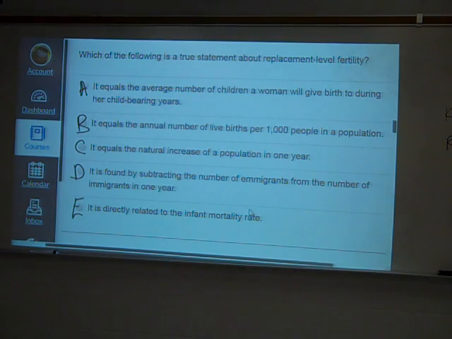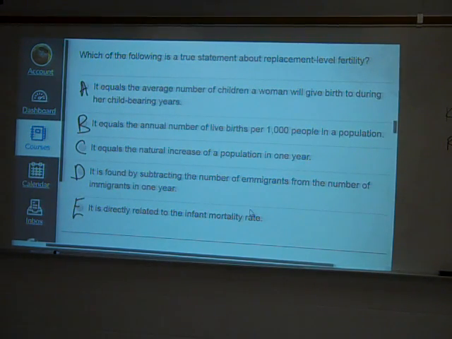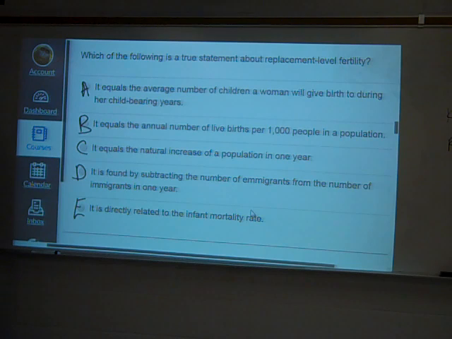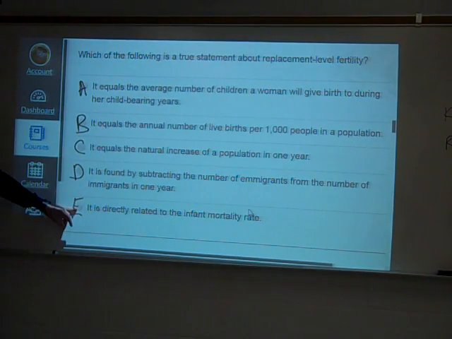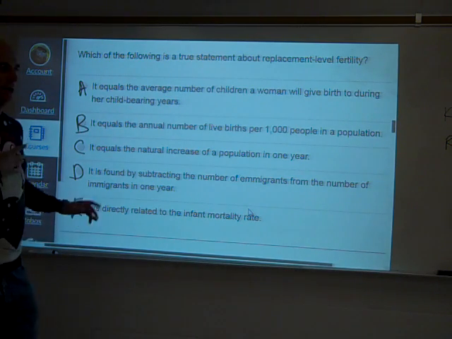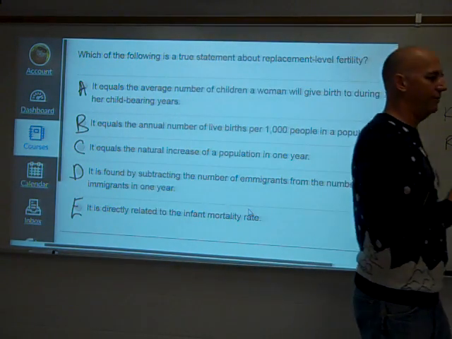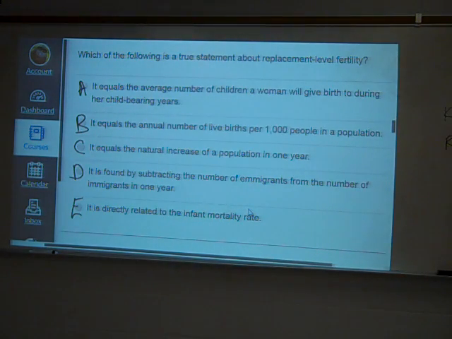Tell me what you got for answers, please. Looking really good. Looks like most of you got this right. E is your correct answer there. The replacement level fertility is simply how many children a couple needs to have to replace themselves. So obviously a couple is 2. It takes 2 to make a baby. You guys are clear on that concept, right?